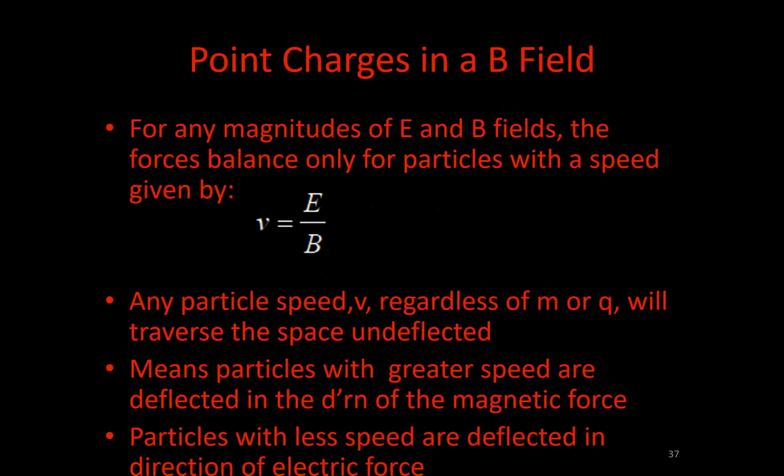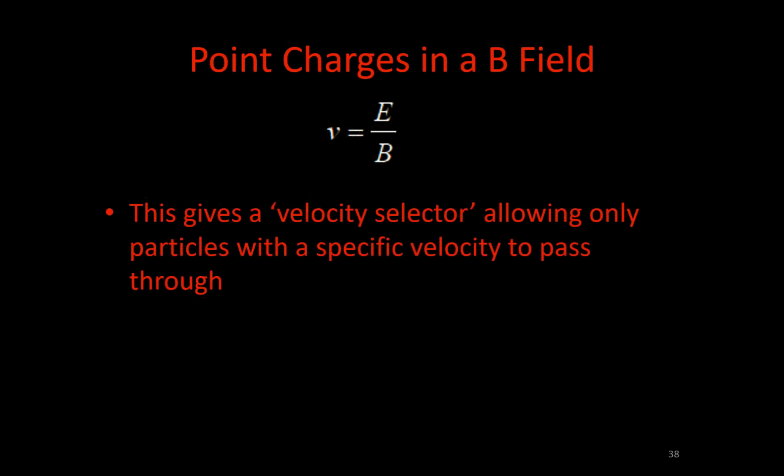So any particle with that speed, regardless of its mass or charge, will go through that space undeflected. That means particles with greater speed will wind up being deflected in the direction of the magnetic force. Particles with less speed will wind up being deflected in the direction of the electrical force, because the velocity is E over B. And this is useful, because what this gives us is a velocity selector, a speed selector, that only allows particles with specific speeds to pass through. And it turns out this is extremely useful to us.